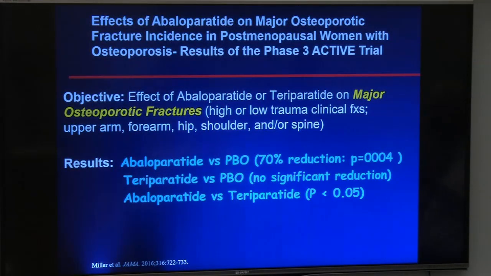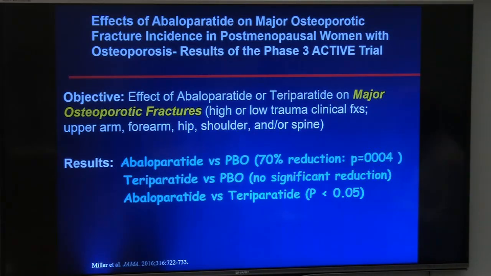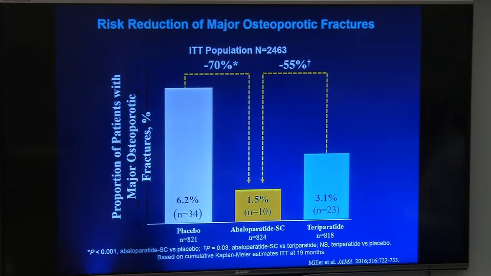The study also looked at major osteoporotic fractures, not just the vertebral and the non-vert as a group, but the major osteoporotic fractures were defined as high or low trauma, clinical fractures, upper arm, forearm, hip, shoulder, and or spine, all put together. And relative to placebo, abaloparatide had a 70% reduction, and versus teriparatide, apparently a greater difference. Teriparatide versus placebo, to the extent that you can be confident, there wasn't a major reduction.